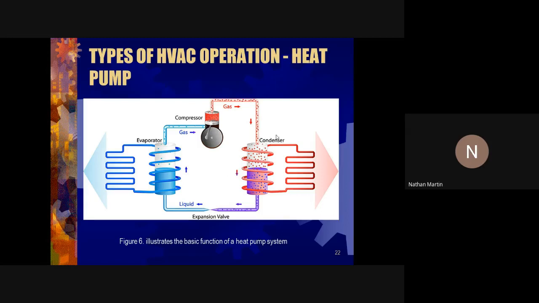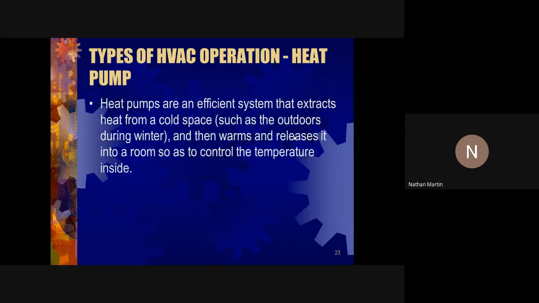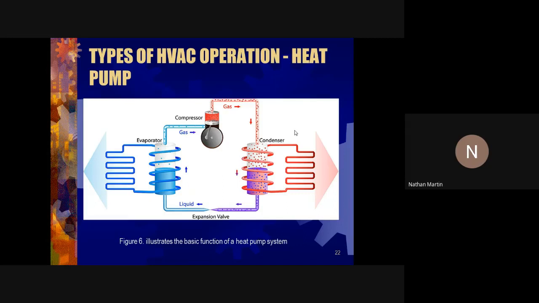So this type of system will do the same thing. It will remove the heat from the atmosphere because you do have heat, because we're going to have sun. It's just that the temperature is cold, right? And then it actually puts it inside this enclosed space to warm the space, right? So this is basically our simplest form of heating system.